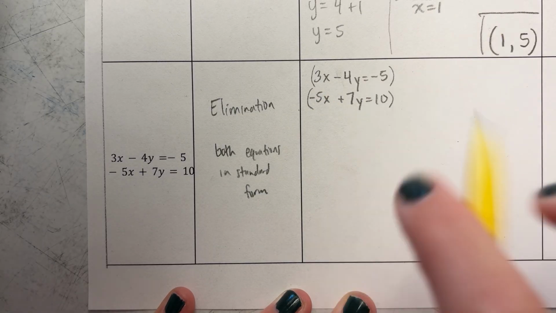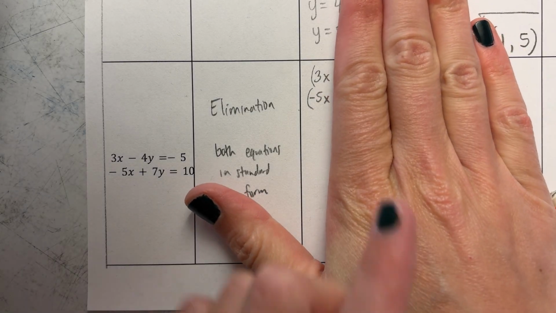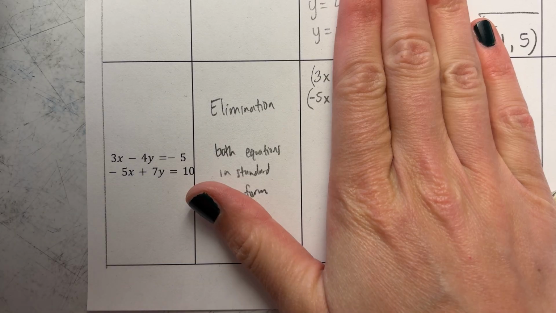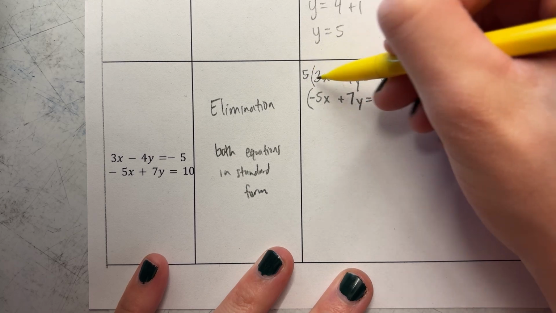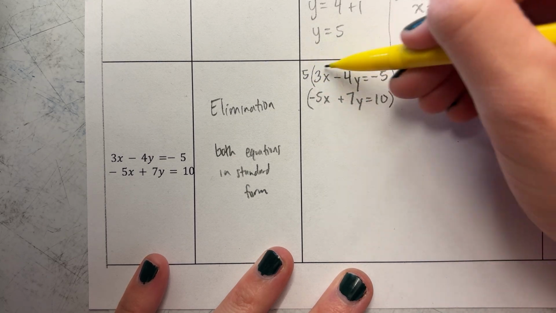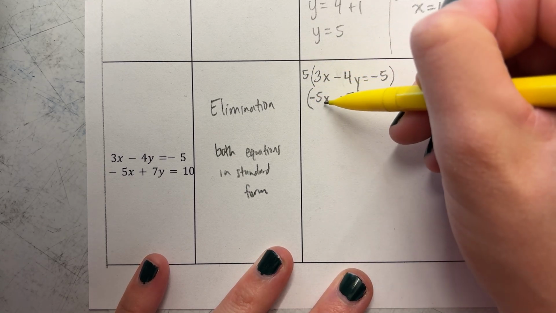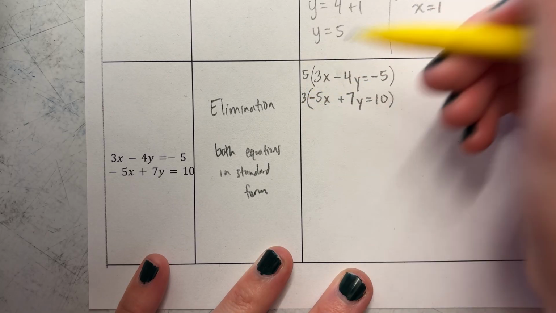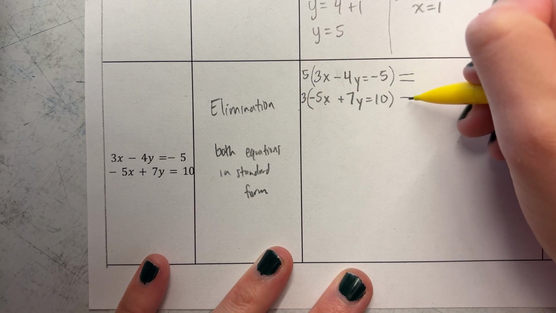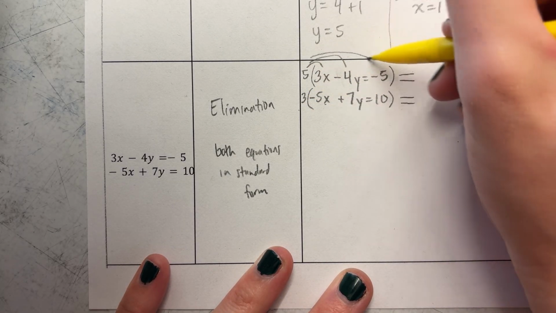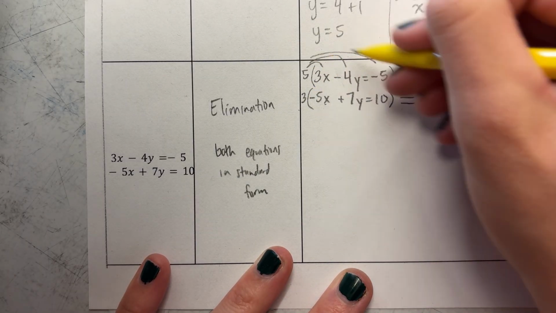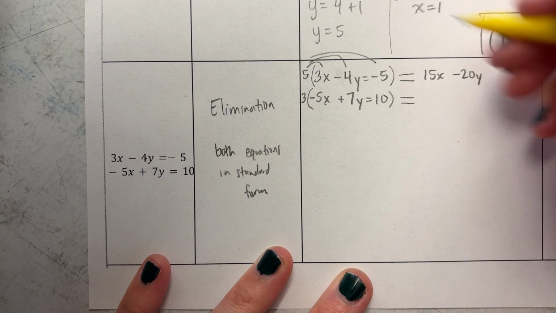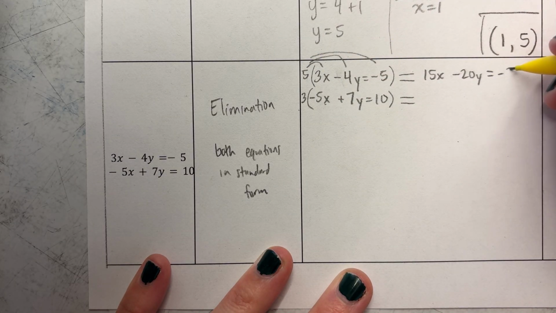I'm going to go ahead and focus on the x's. So 3 times 5 is 15. I'm going to make one of these 15x and one of them negative 15x. This one's already positive. I'm going to multiply it by 5, and that's going to equal 15x right here. And then here, this is going to be negative 15x. It's already negative. I'm just going to multiply it by 3. Okay, so we're going to multiply first. 5 times 3x, that's 15x. 5 times negative 4, and 5 times negative 5.